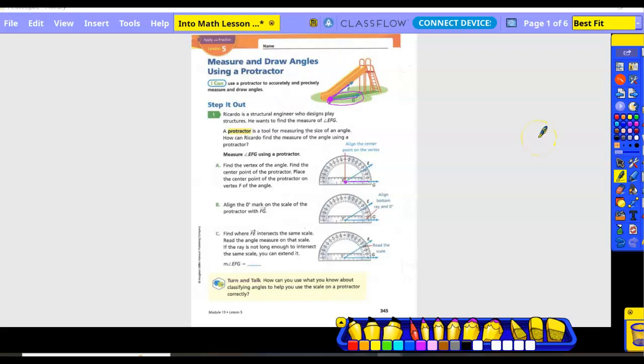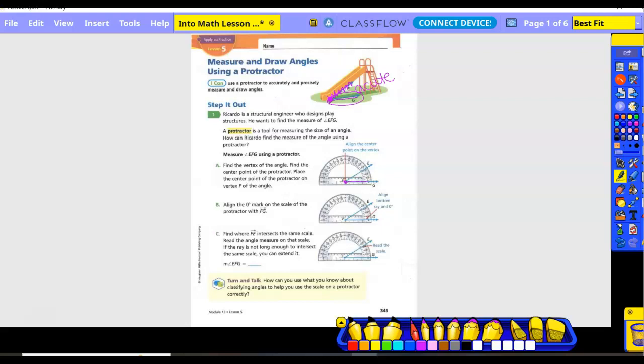So we lined up our protractor with FG, right guys? Now we need to see where FE goes across the protractor. First of all, we need to decide what kind of angle that is. It's an acute angle. Go ahead and write that it's an acute angle. Now we see where FE goes across our protractor. Where does FE go across our protractor? What two numbers? 30 and 150.